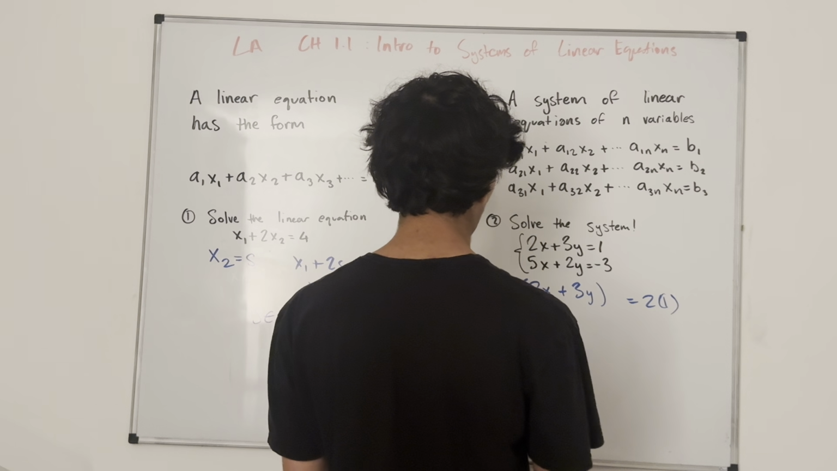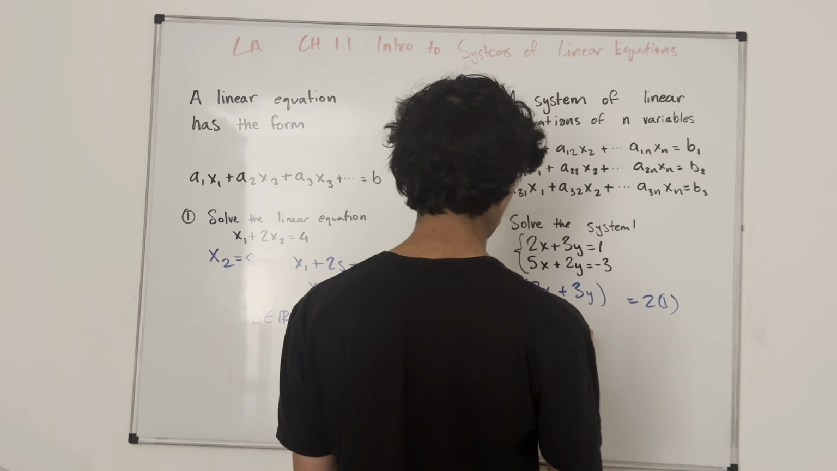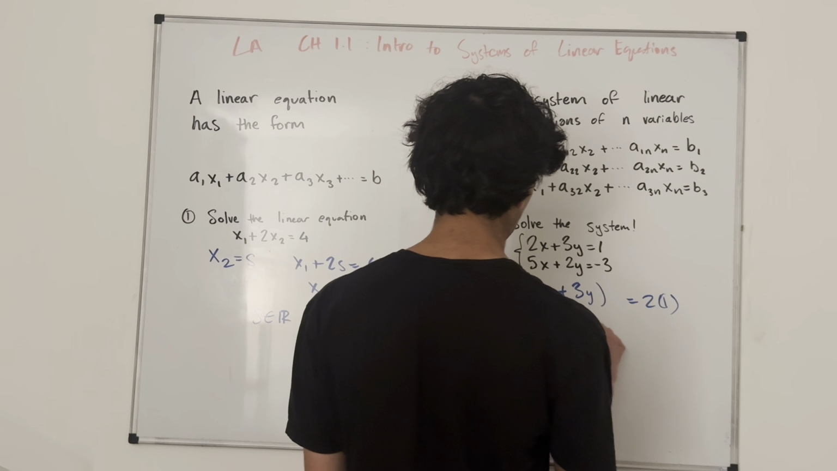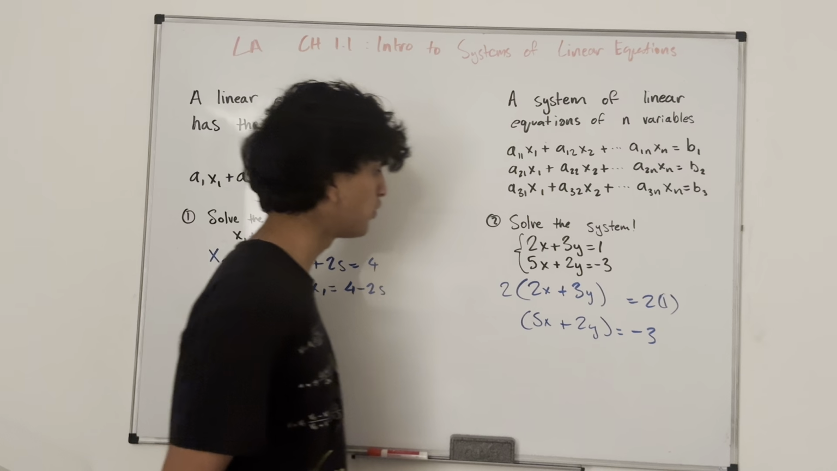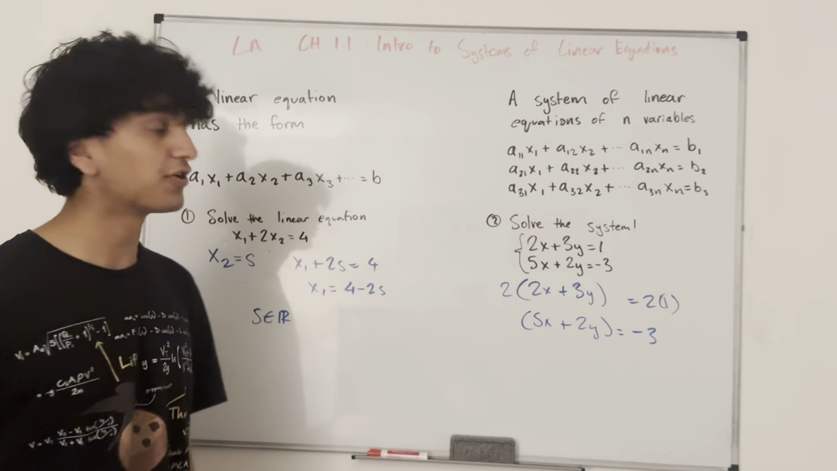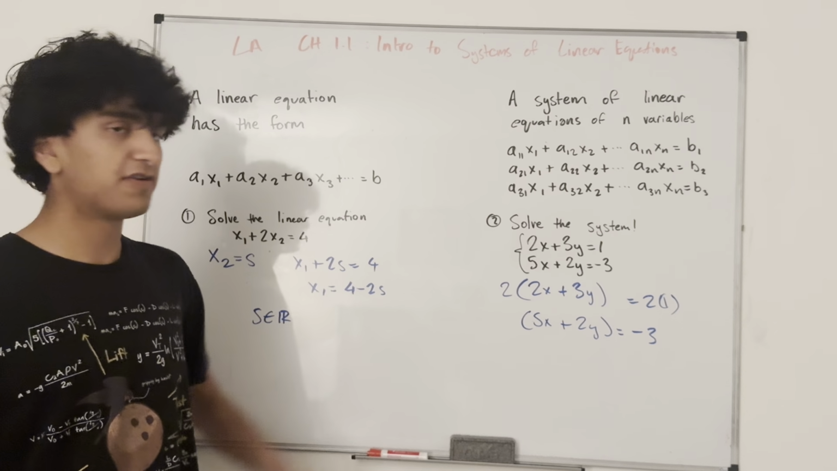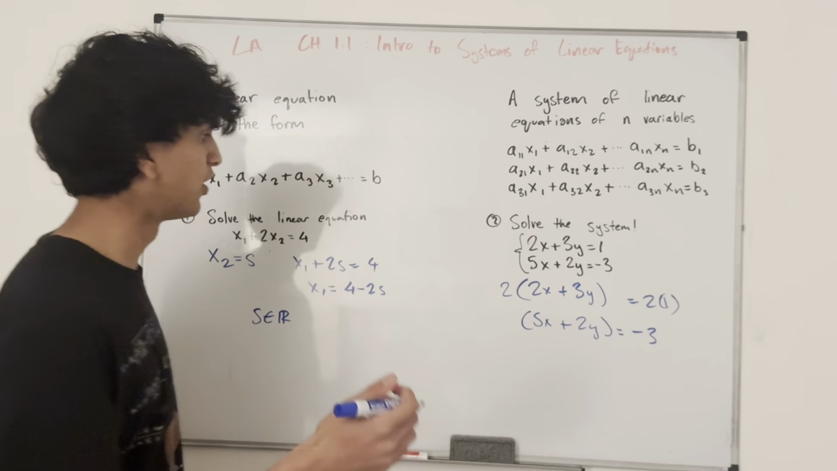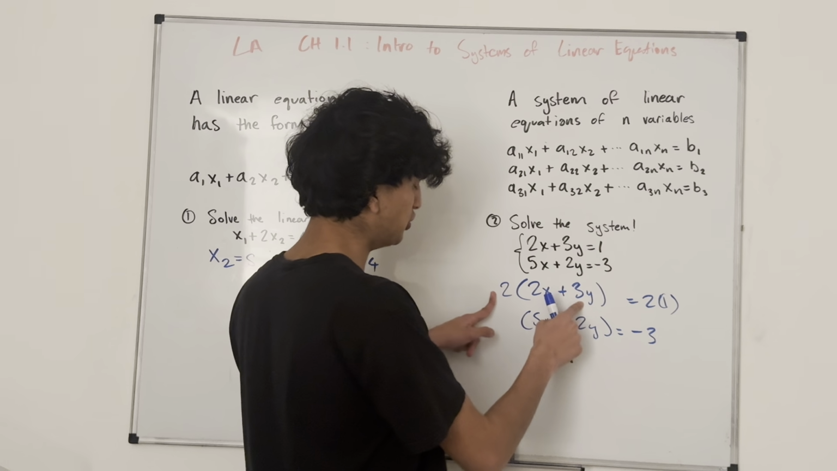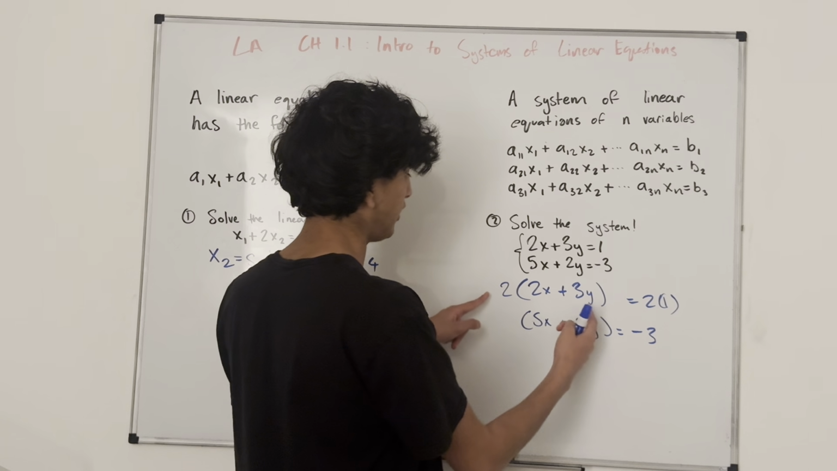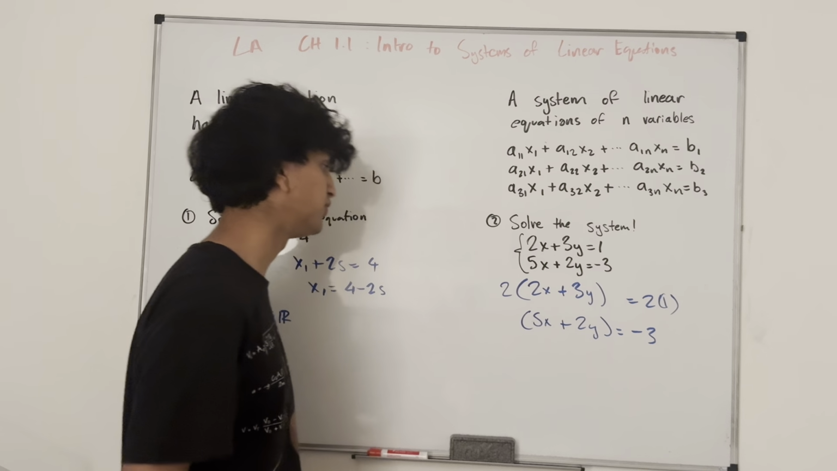And now, let's say the next, if I do 5x plus 2y equals negative 3, well, my goal is I want to eliminate a variable when I combine them. So if I multiply this side by 2, I will get 6y, right? I'll get 4x plus 6y equals 2.